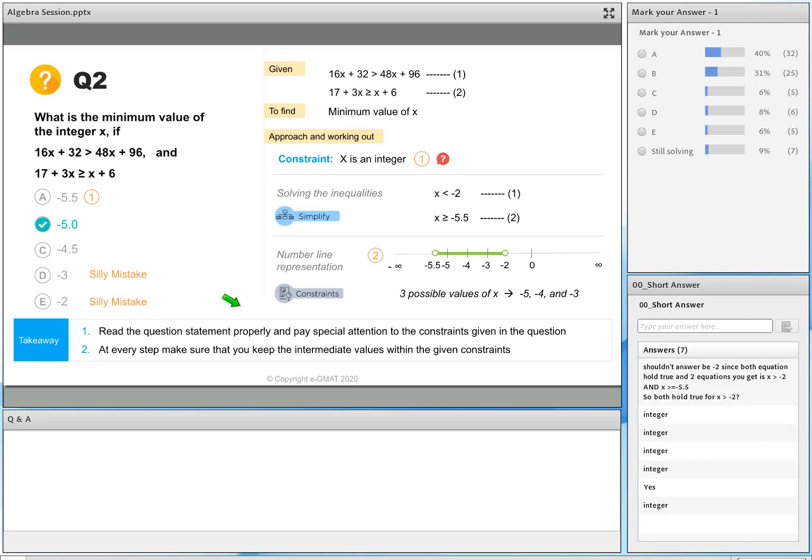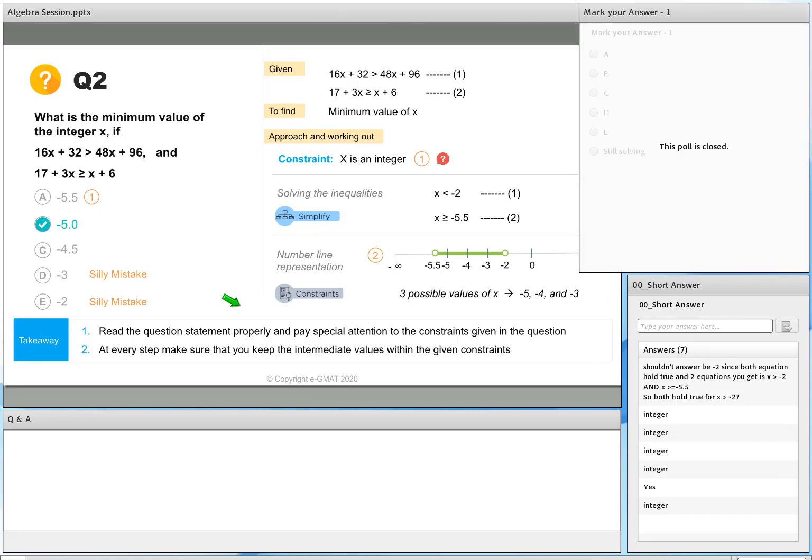Okay, so everybody, please take this learning very seriously. Read the question and only then submit your answer. Okay, with this now, let's all go into the next question. Take this learning further. Mark still solving.